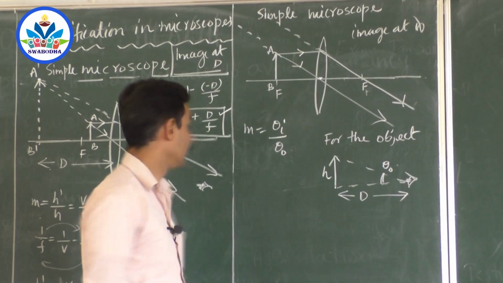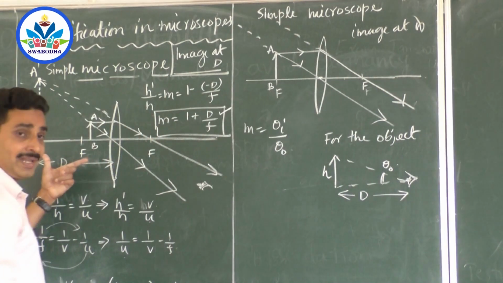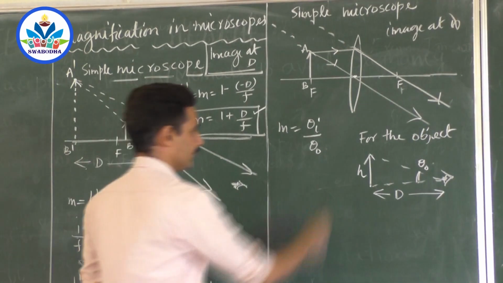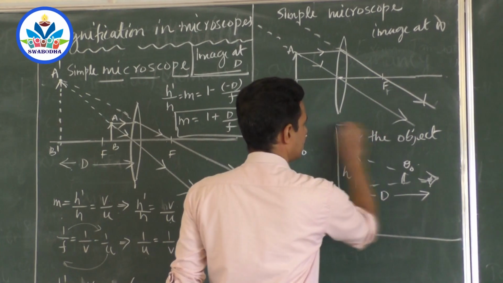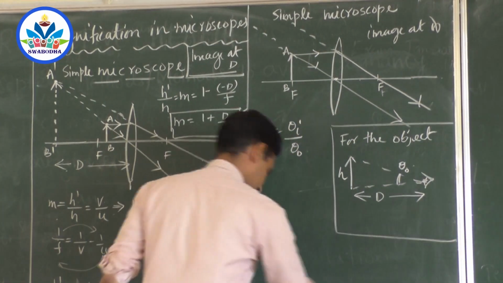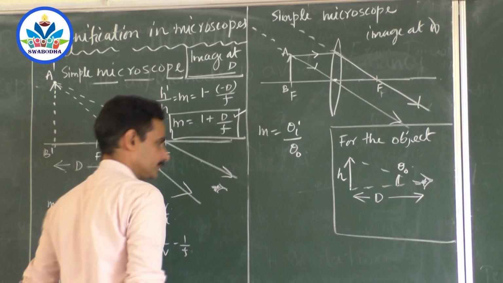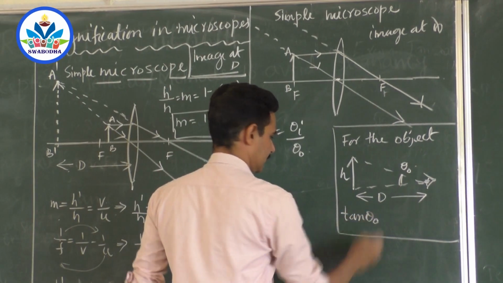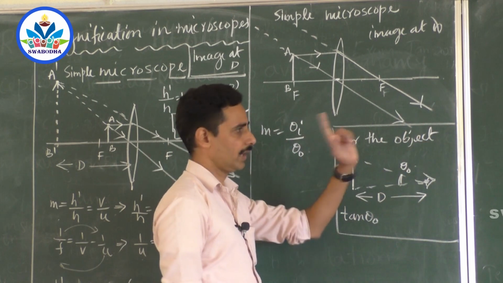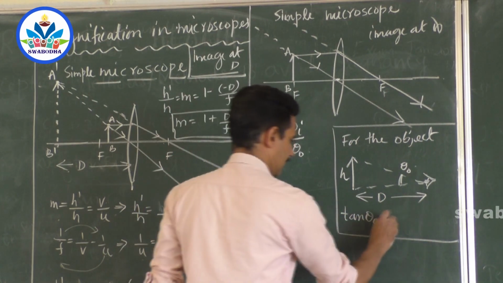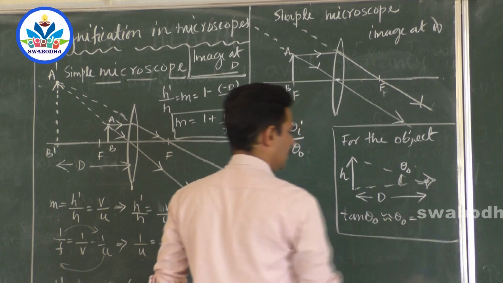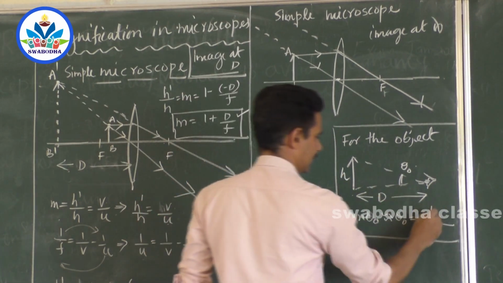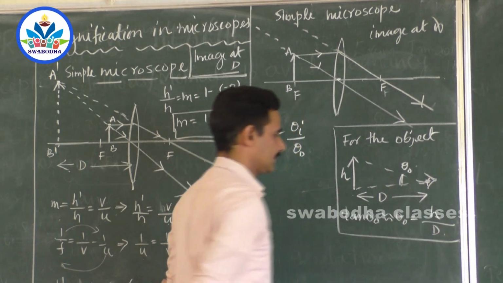This is not the image. Remember, we are getting the image at the least distance of distinct vision. Now we are holding the object itself. The object itself is kept at the least distance of distinct vision. Now, write tan theta, which is almost equal to theta naught. What is the ratio? Opposite side by adjacent side, h by d. Am I right? This is the formula.